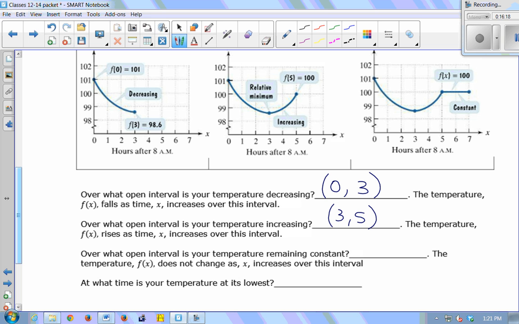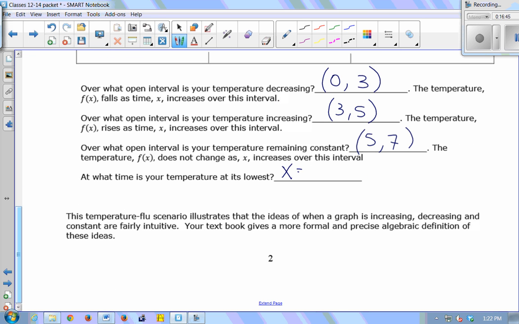All right, over what open interval is my temperature staying the same? Is it constant? 5 to 7. Good. And then at what time is my temperature the lowest? Right, yeah, x equals 3 or 11 a.m. So again, they didn't ask me what my lowest temperature was, just when that happened, 11 a.m. So this is how we answer increasing, decreasing, constant, lowest, highest questions in general with just x values, talking about where.